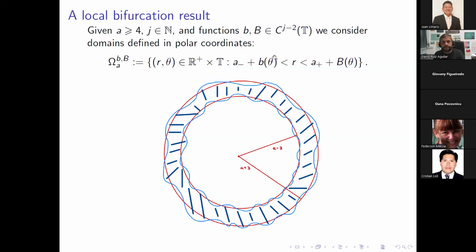So now, what is the idea here? Well, I have my annuli, of inner radius a minus 3 and outer radius a plus 3, and we want to perturb the boundaries of the domains. And the perturbations of the boundaries are going to be given by the small function b and capital B. And those domains are going to be omega a, b, capital B. Okay, domains like depicted here. So the idea is that for certain a, we do have small functions b and capital B, such that you have a solution there as we want.